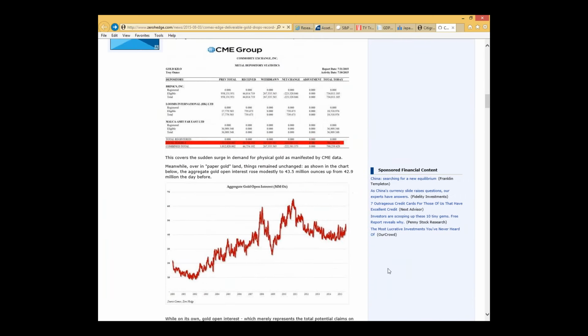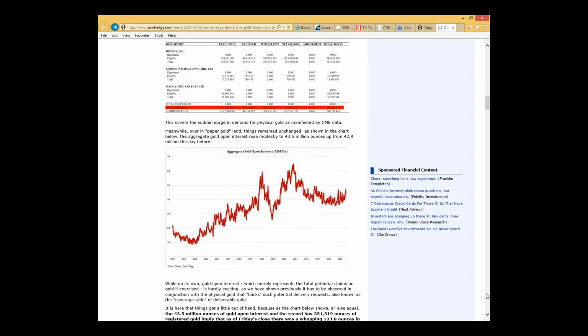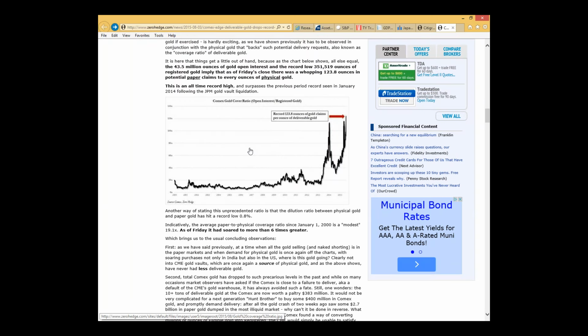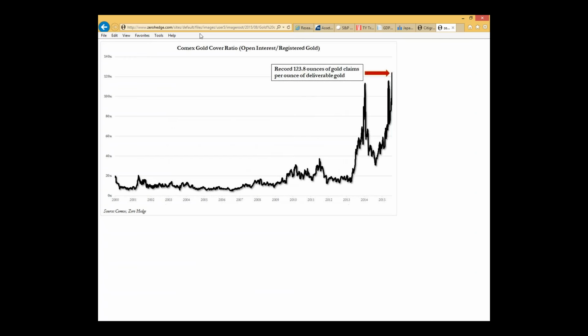And if we look at the ratio of open interest to registered gold, it's at a historical high now. So if you go back to 2000 through, say, about 2007, this ratio was about 10 to 1. So that means there were 10 ounces of open interest for every ounce of registered gold at the COMEX. Then it started going up in the latter part of 2009 to 2013, the average was around 20 times open interest to registered gold.